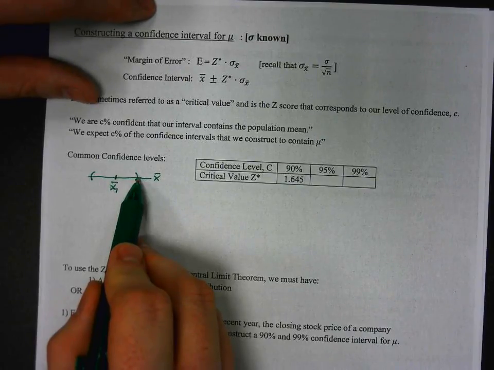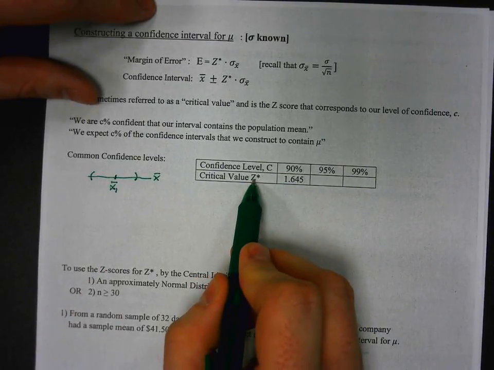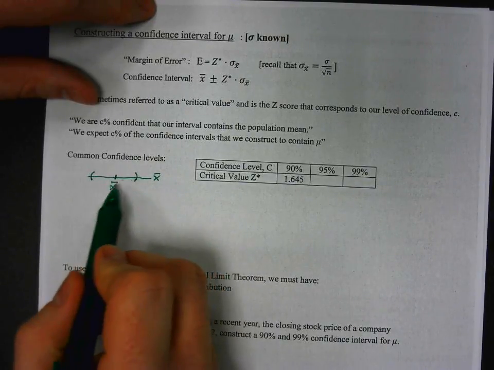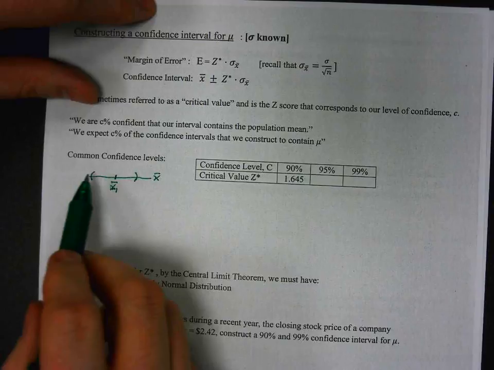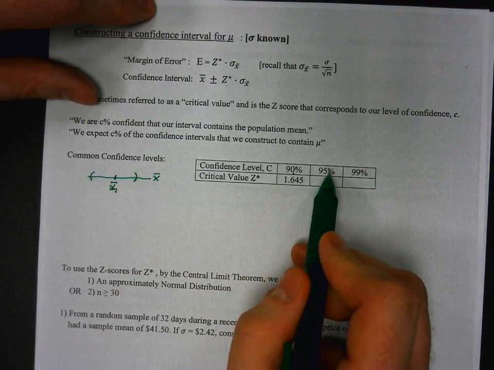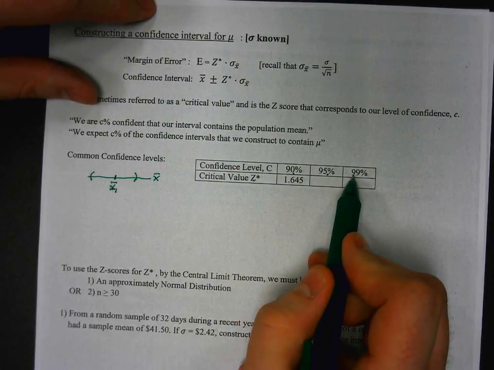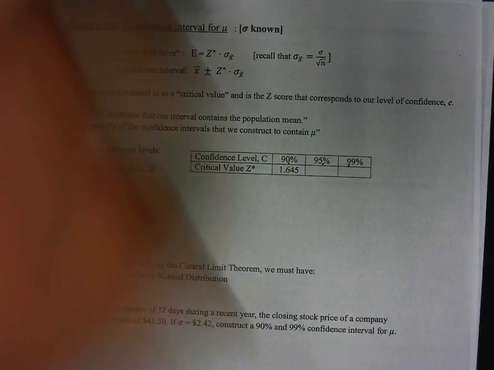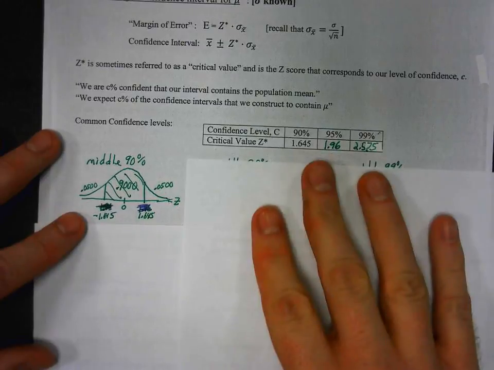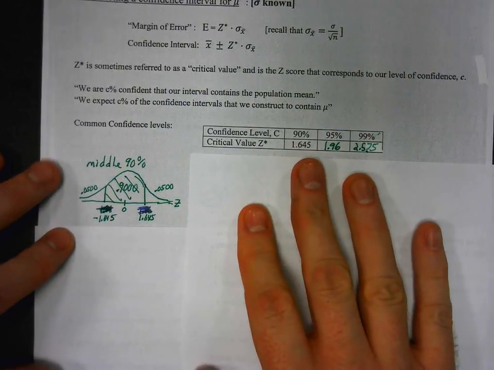So what you're really looking for is what Z-score is symmetric on the left-hand and right-hand side of x bar. You're looking for the middle 90% of the data, the middle 95% of the data, or the middle 99% of the data. So how do you actually find the middle 90% of the data? I already have this worked out, just for the sake of time in drawing this, and you've already done this before, back in the normal curve content section.